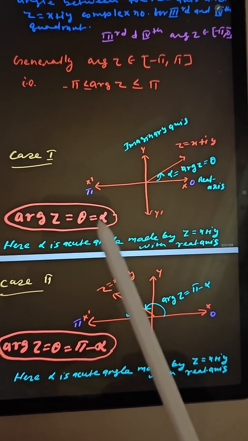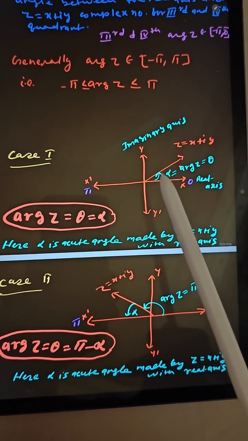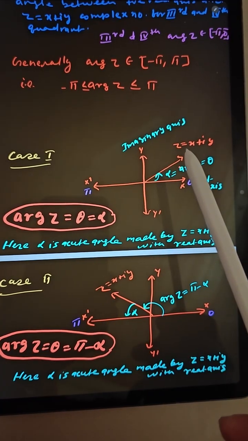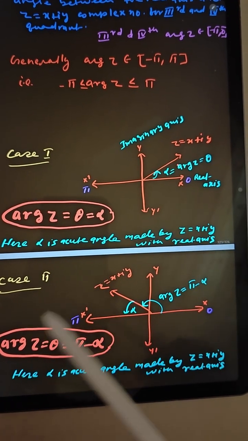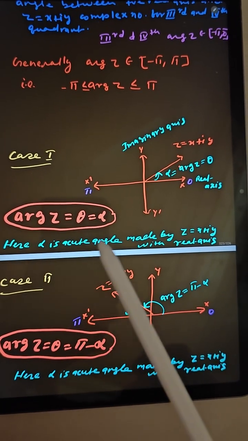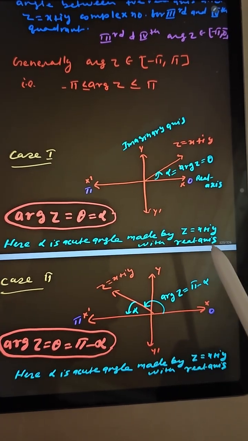And how do you find this alpha? You can find it by tan alpha equal to perpendicular by base, that is y upon x. We will discuss it later, just go through it like this. Here alpha is the acute angle made by z = x + iy with the real axis.